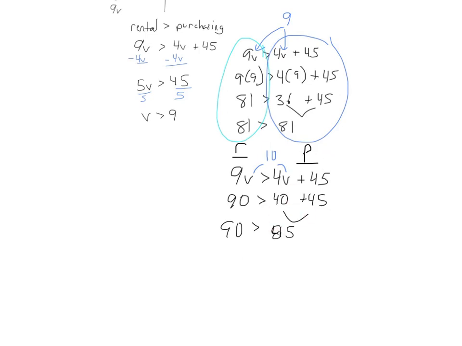So if you're only going to visit the ice rink 8 times, should you buy skates? No. If you're only going to visit the rink 9 times, should you buy skates? Doesn't really matter, right? Because if you buy skates and you go 9 times, you're going to pay $81. But if you decide to just rent and you go 9 times, you're still going to pay $81. But if you go 10 times, should you rent or should you purchase? Well, let's look down here. If you go 10 times and you rent, it's 90. If you go 10 times and you purchase skates of your own, it's only 85.